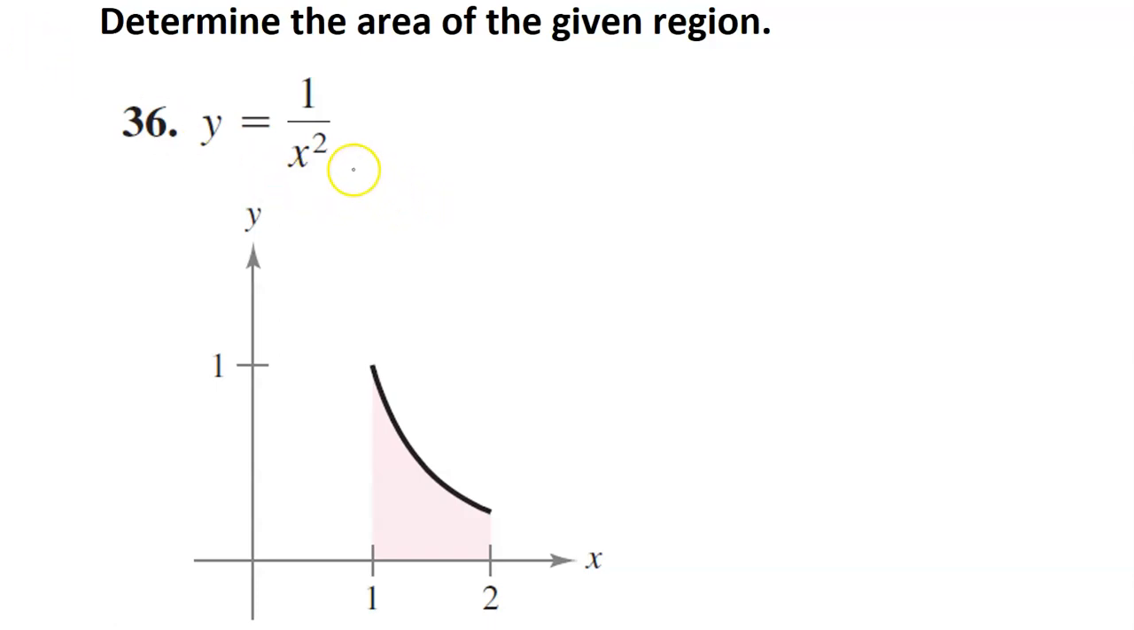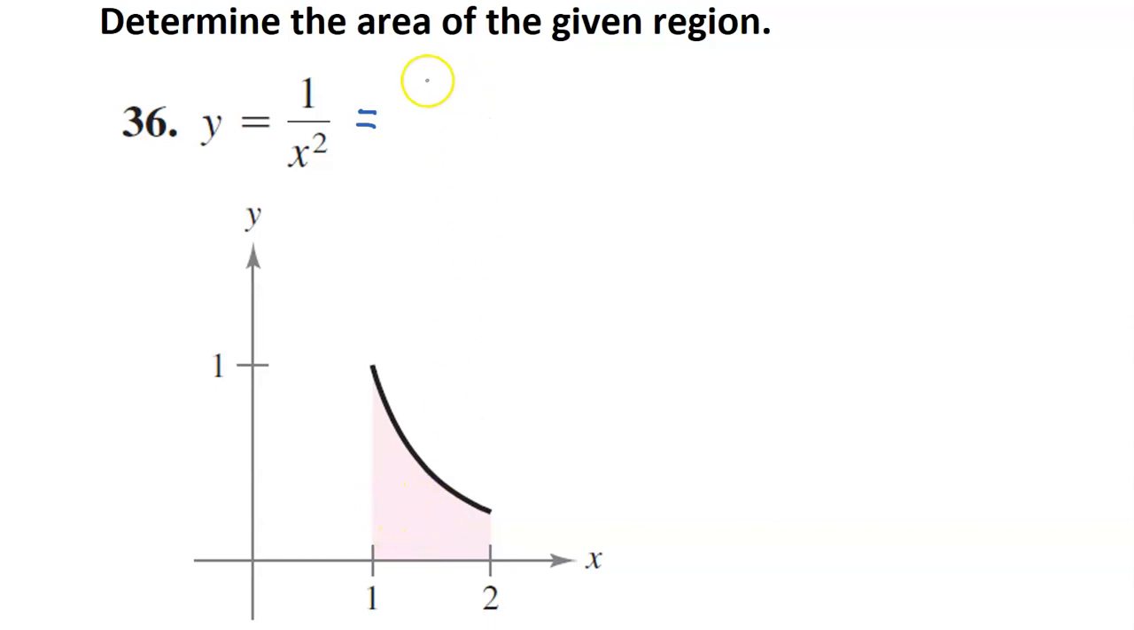In this video, I will show you how to use definite integrals to find areas. So for example, in number 36, we need to determine the area of this shaded region. So this is the area under the curve y equals 1 over x squared and between the x values of 1 and 2. This is what definite integrals were made for.